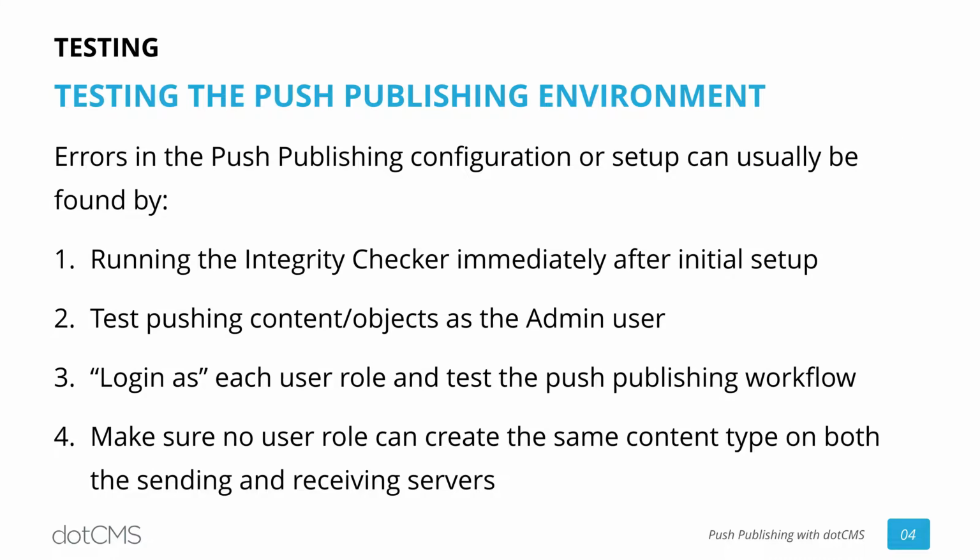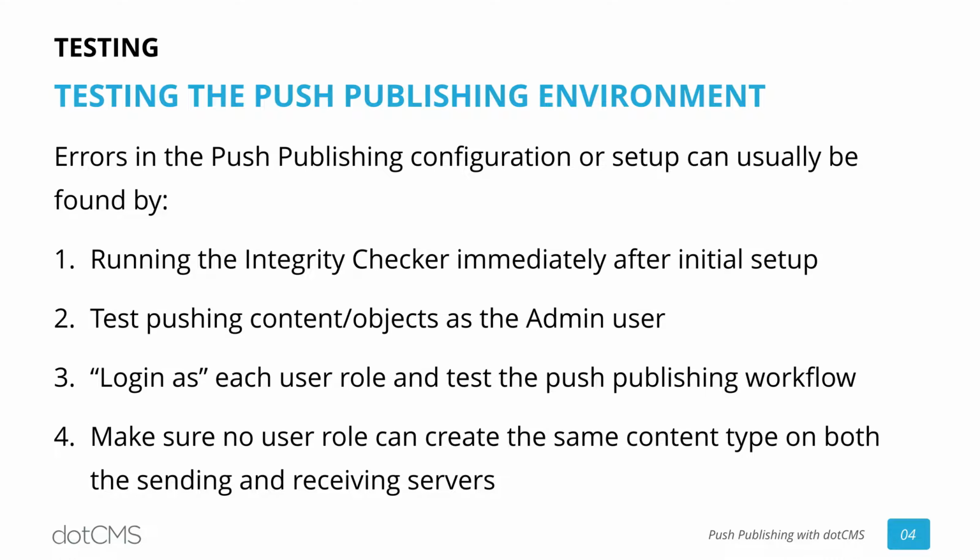After configuring push publishing between environments, the push publishing integrity checker should be run to check for duplicate dotCMS objects between servers. Then some basic push testing of dotCMS objects should be done as the admin user. And finally, admins should use the Login As feature to log in as a member of each user role to push test dotCMS objects to make sure that the push publishing workflow was configured properly.